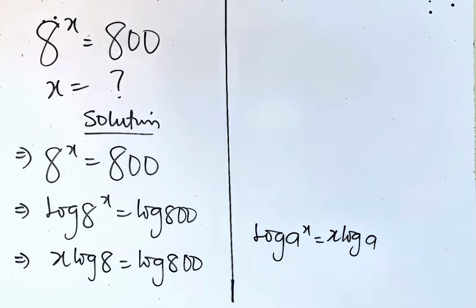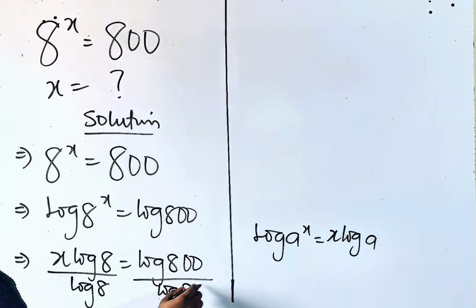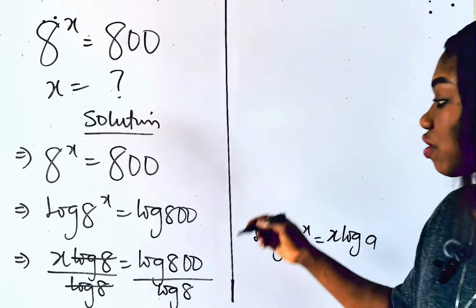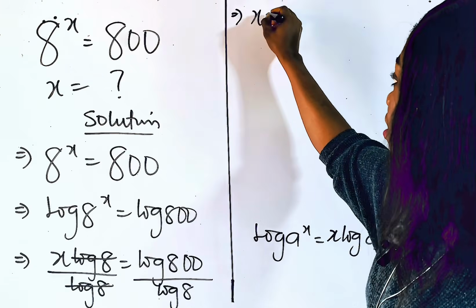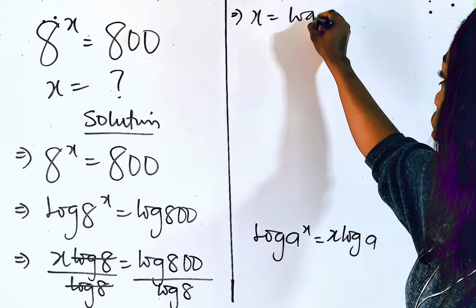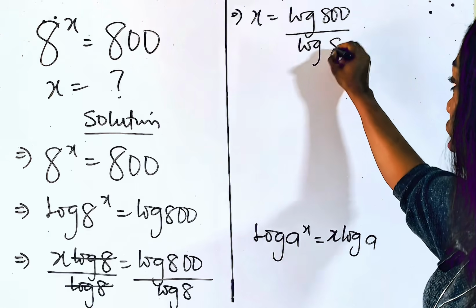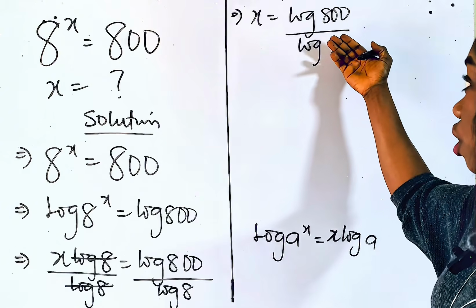What do you do next? We need to get x. So to get x, we divide both sides by log of 8. You do the same to this. And at this point, you observe that this cancels out. So this gives us x is equal to log of 800 divided by log of 8. Do you intend to leave it this way?